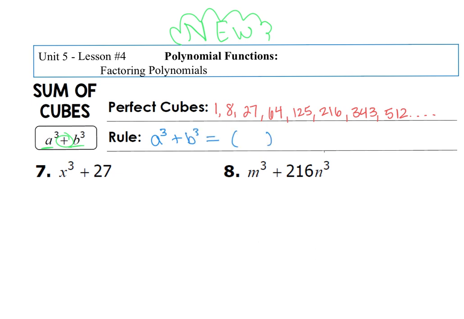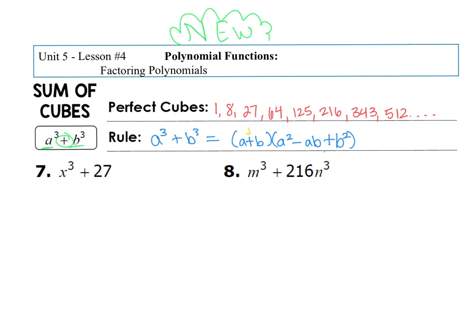We have 1 set of parentheses that is just a plus b, we'll call it. So those are the cube roots of our original 2 terms. And then we have another set of parentheses, and this will be our a squared, and then it's minus, it's always a minus sign right here, ab, and then plus our b value squared. Okay, again, the signs always go like this. It's very important that you have this written down correctly.